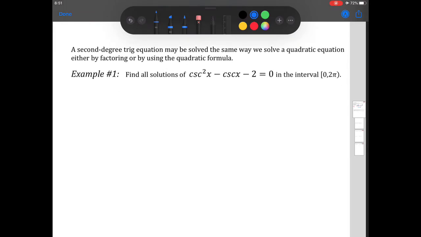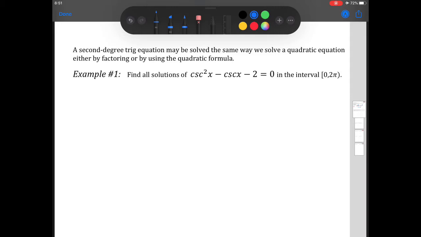It says a second degree trig equation may be solved the same way we solve a quadratic equation, either by factoring or by using the quadratic formula. So here, example 1. Find all solutions of this function on the interval. The interval is very important because you're going to list the angles only between that interval. You cannot go outside it, right? So 0 to 2 pi, and remember 2 pi is not included. So if one of your answer values happens to be at 2 pi, you're not going to include that.